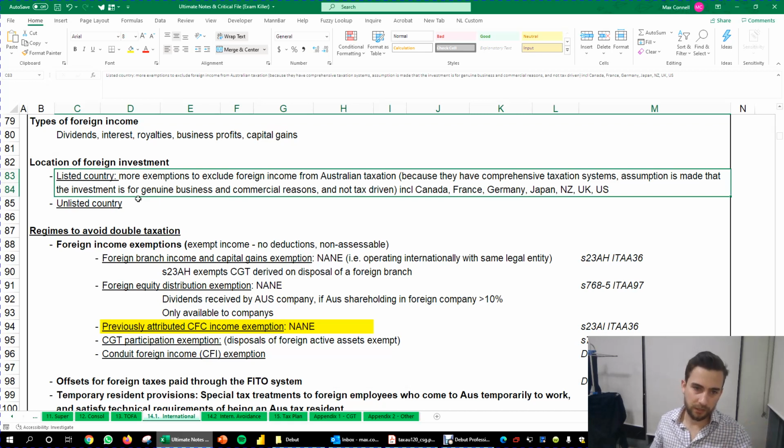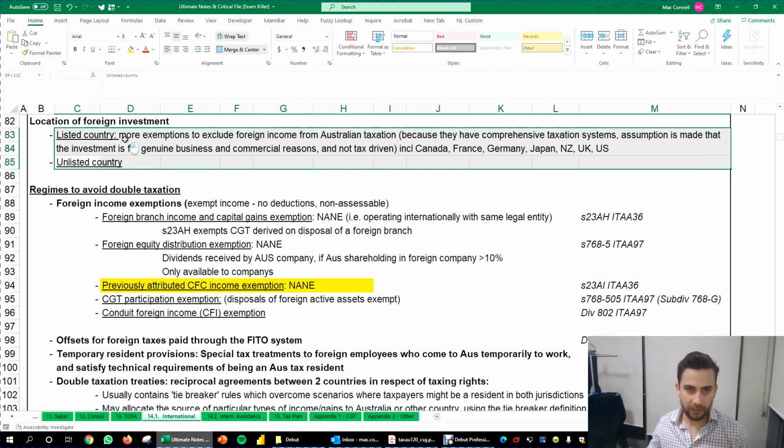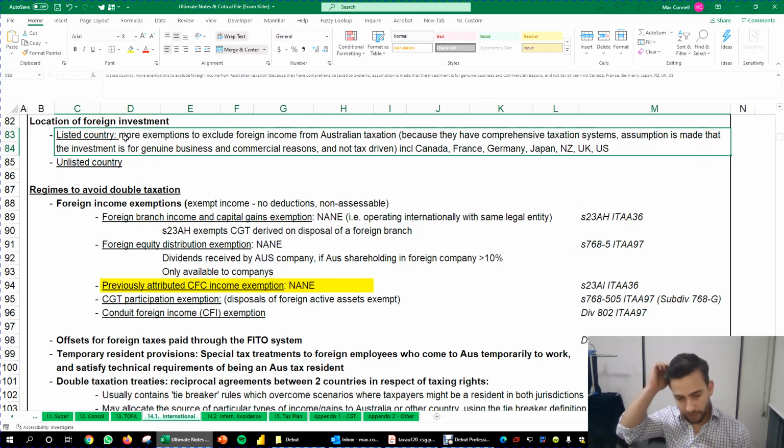Now, on the other side is an unlisted country. Now, these are the types of countries like the Cayman Islands. I think Fiji is even on there. A bunch of other countries which are known, Luxembourg, I think, which are known for low tax jurisdiction, not particularly comprehensive tax systems, commonly used for tax avoidance. And there are different implications depending on which type of country you're in. And when you lodge your tax return, whenever you record foreign income, you have to actually report whether the country you receive the income from is a listed country or an unlisted country.